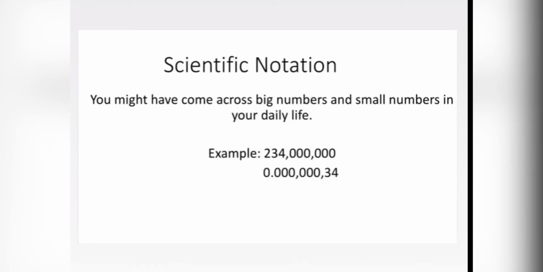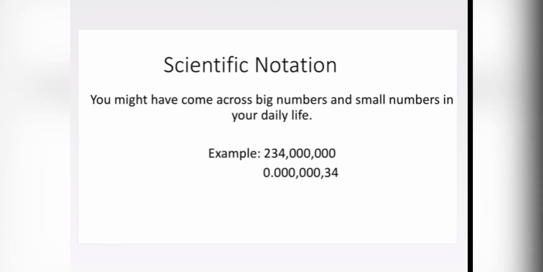Good morning, children. Today we are going to learn about scientific notation. You might have come across big numbers and small numbers in your daily life. You might have seen so many examples of bigger numbers and smaller numbers. So I have given you two examples here: one big number and another smaller number, 234 million and another small decimal number.